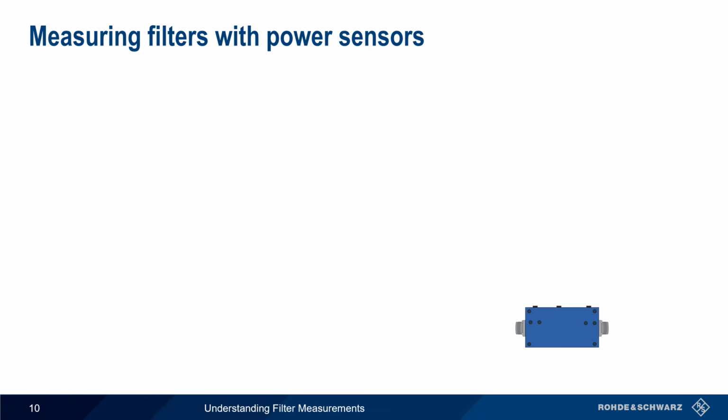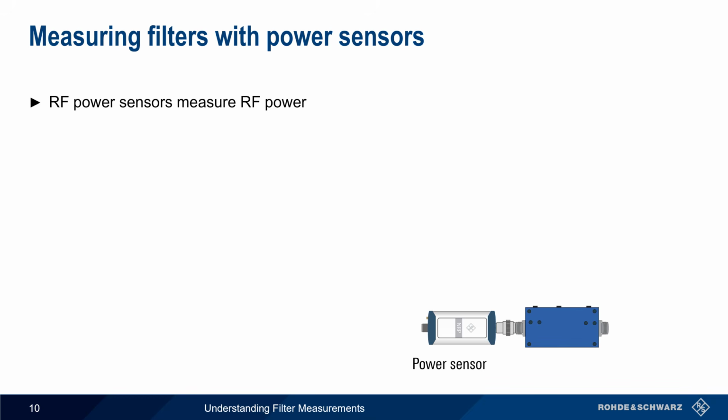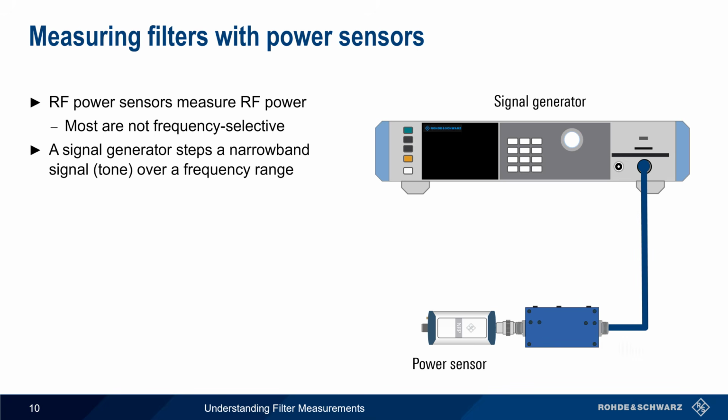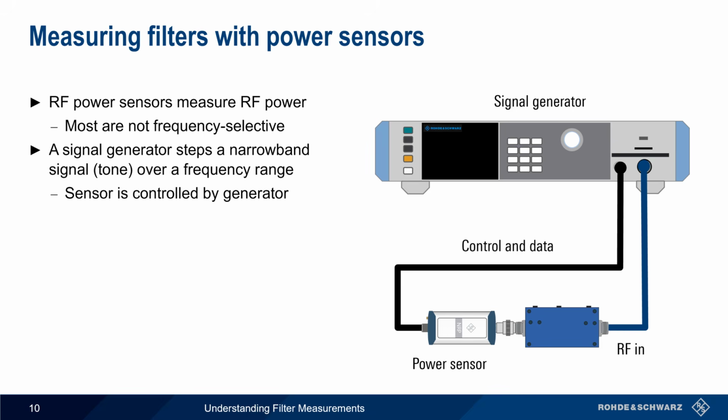Filters can also be measured using RF power sensors, even though most power sensors are not frequency-selective devices. In this case, a signal generator provides a narrowband signal or tone that is stepped over a user-defined frequency range, and this stepped signal is used as the filter input source. Ideally, the sensor is connected to and controlled by the generator, and this same connection is used to measure power at the filter output at each step.